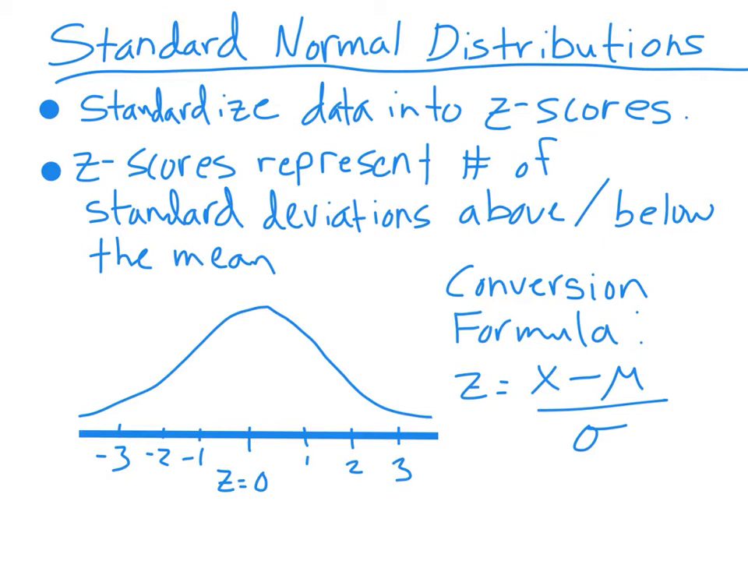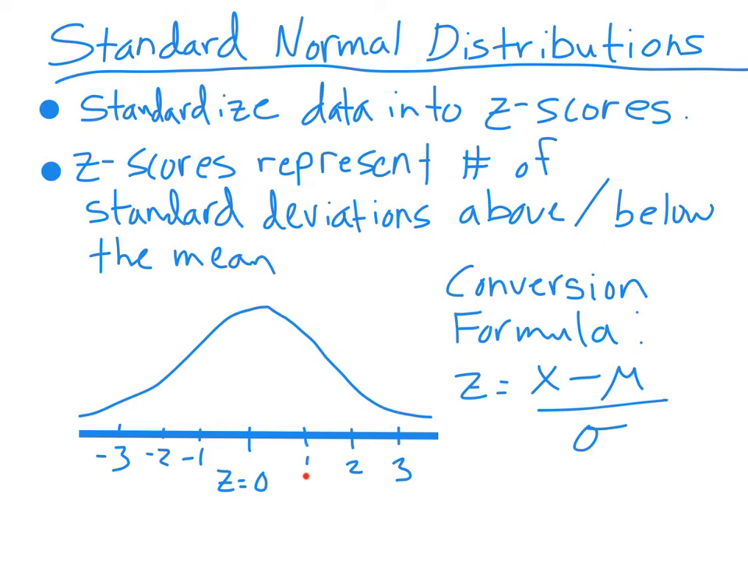So it's still a normal distribution, but the catch is, instead of having the raw data down here, we're going to have what are called z-scores. So for standardized normal distributions, we standardize the data into z-scores, and z-scores simply represent the number of standard deviations above or below the mean. So down here, the very middle, instead of having your mean here, we're going to have z equals 0. The reason is because this is where the mean is, and the mean is 0 standard deviations from the mean. It is the mean. So that's why z equals 0 here in the middle.